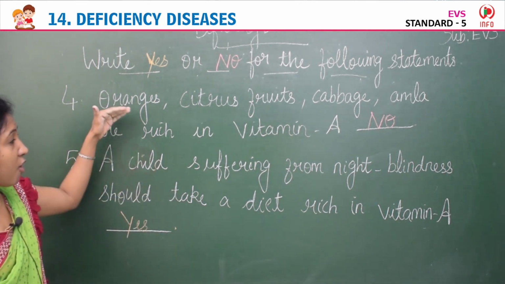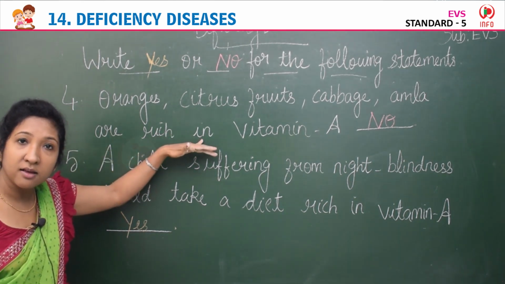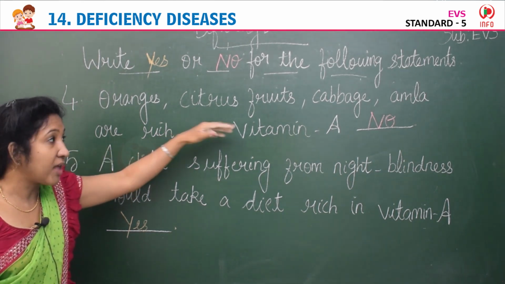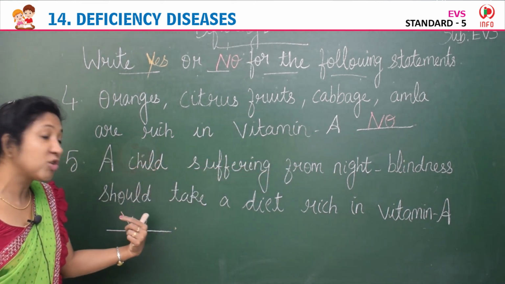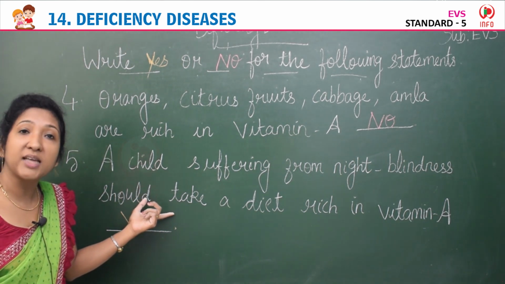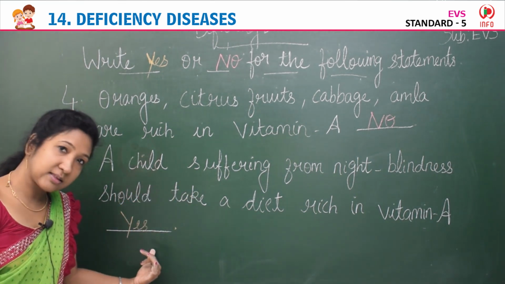So, oranges, citrus fruits, cabbage, amla are rich in vitamin A. The statement is wrong. So the answer is no. A child suffering from night blindness should take a diet rich in vitamin A. The statement is right. So the answer is yes.